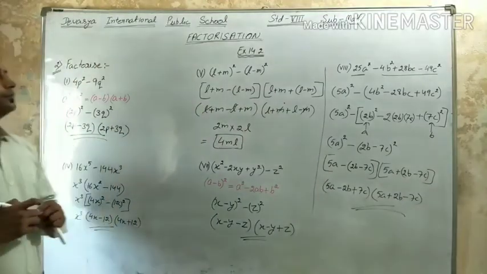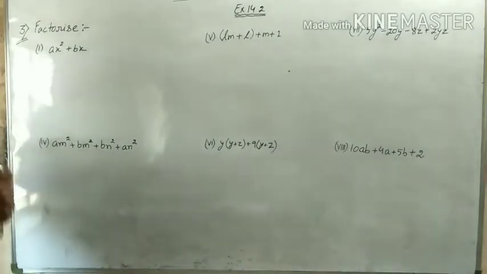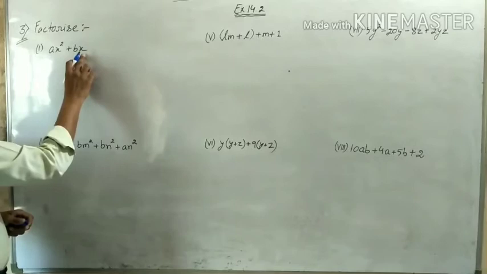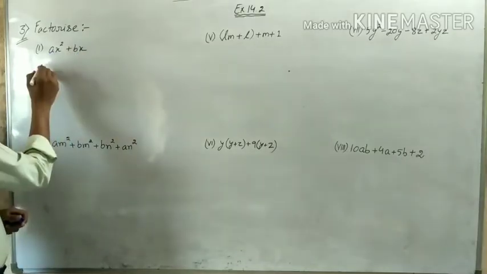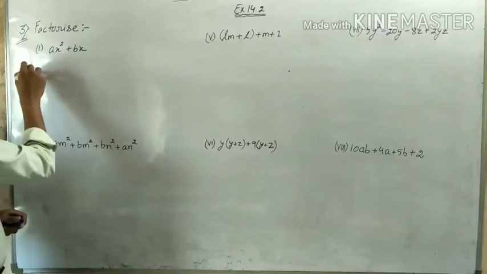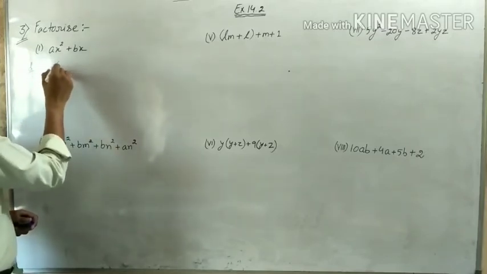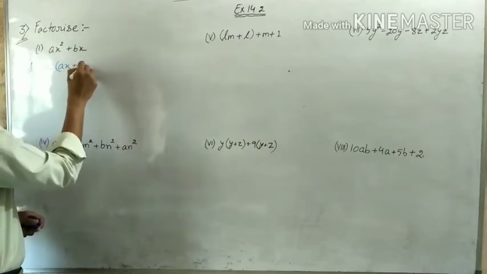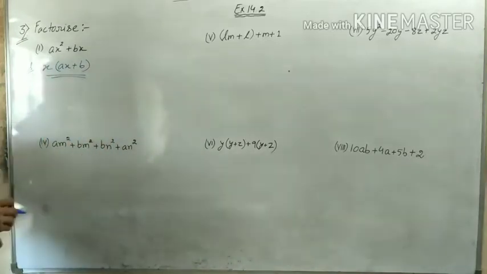Okay students, question number 3, in which we are doing the first one. Now the expression is ax square plus bx. As you can see, both sides we have one common term, that is x. So x can be taken outside as common, and the rest of the thing, that is ax plus b, can be kept in the bracket. Simple. This is your factorization.